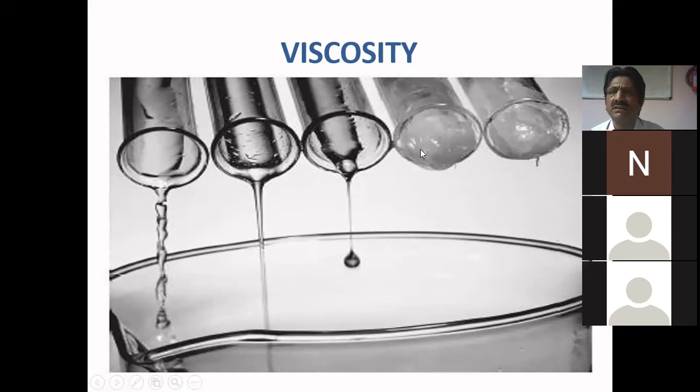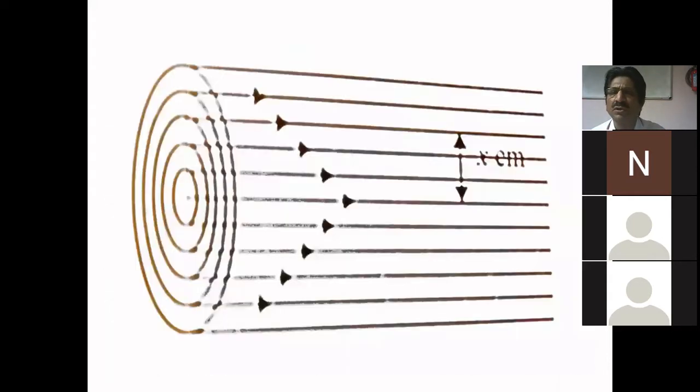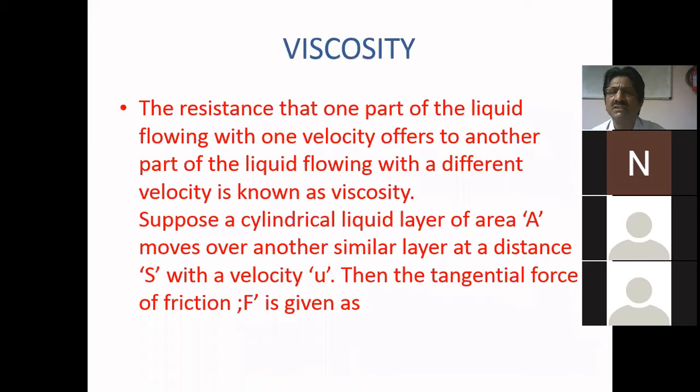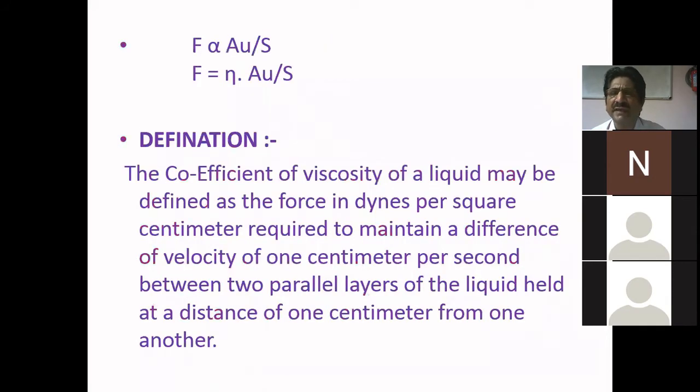Class, I had just started the viscosity. I had studied what is viscosity. So viscosity depends on the viscous nature of the liquid, and we generally define it as the force in dynes per square centimeter required to maintain a difference of velocity of 1 centimeter per second between the two parallel layers of the liquid held at a distance of 1 centimeter from one another.